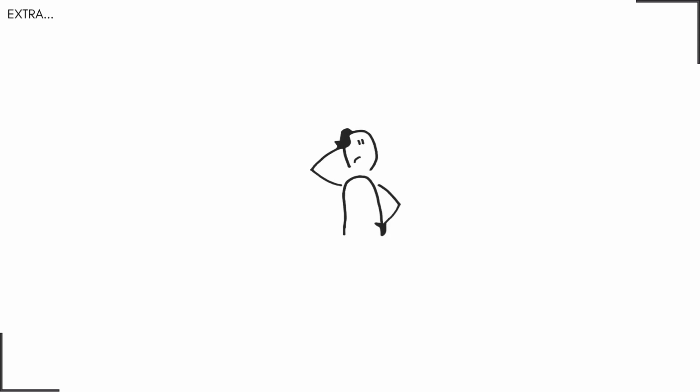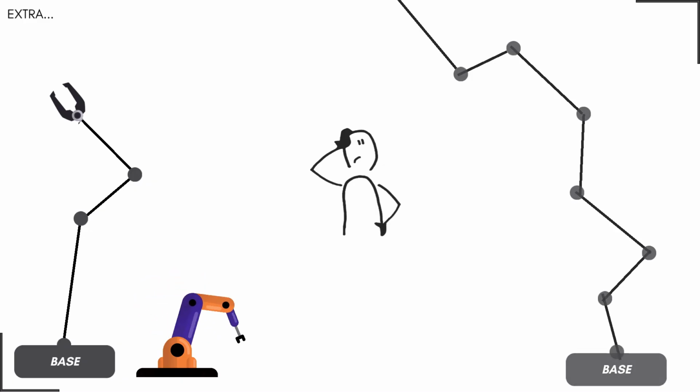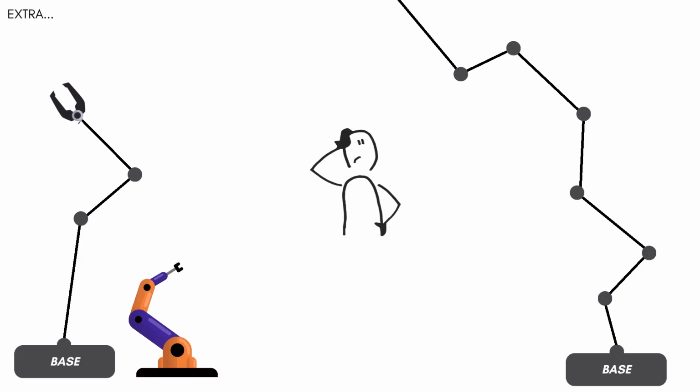Now you might be asking, what happens if we add more joints? What if we have a 3 degree of freedom arm, a 5 degree of freedom arm, or an insanely complex snake robot with 100 degrees of freedom? Do we just keep adding the angles and arm lengths together? The short answer is yes. Conceptually, that is exactly what you do.